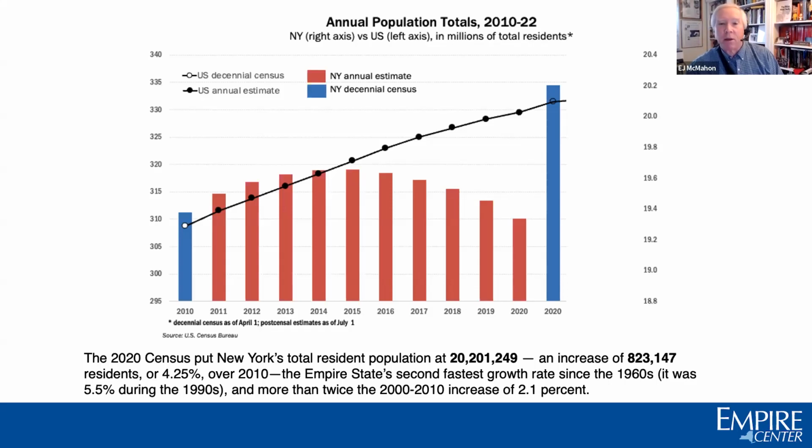If they had counted just under 90 more people in New York in the 2020 census, we wouldn't have lost any congressional seats. This was the second biggest swing of any state between the estimate and the final number. New Jersey had a slightly bigger one.